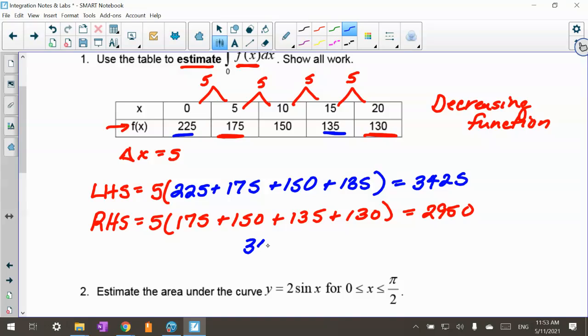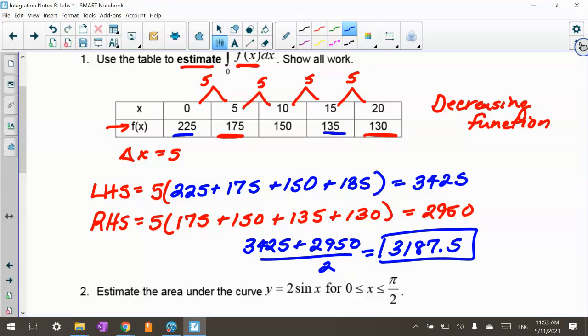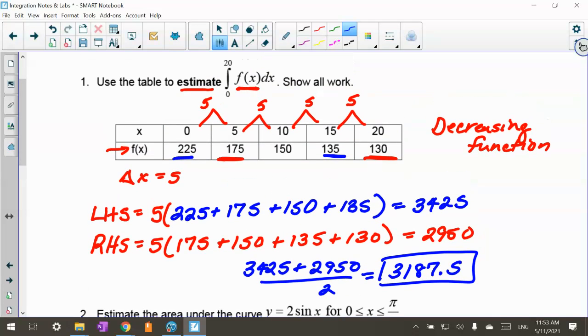So I have 3425 plus 2950 divided by 2, and when I do, my estimate comes out to be 3187.5, which is going to be either the distance traveled or the area under the curve, whichever you want to look at, but that is the estimate of the integral. So if I ever ask you to estimate that, you can't put it in your calculator. That's how I want you to do that.